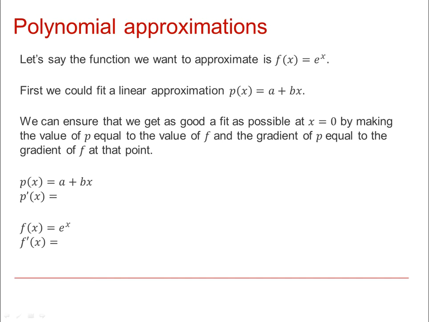So, as an example of how we proceed, I want to consider the equation for f of x, which is e to the x. So that's the function that we want to approximate. And we could start off by looking at a linear approximation. In other words, p of x equal to a plus bx. Now we can make sure that we get a good fit at x equal to 0 by making sure that the function has the correct value. So we can say that we want f of 0 to be equal to p of 0, and also has the correct gradient. So we want f dashed of 0 to be equal to p dashed of 0.